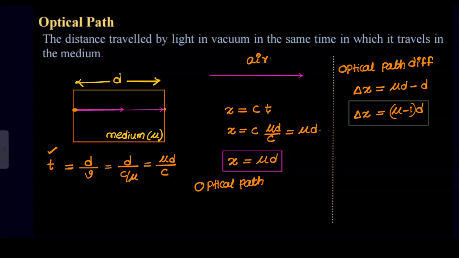So it is the initial path minus the final path. We have taken one light ray traveling through the medium and the other light ray traveling through air. The difference in the length is there now. That difference in length is called the optical path difference. Right?